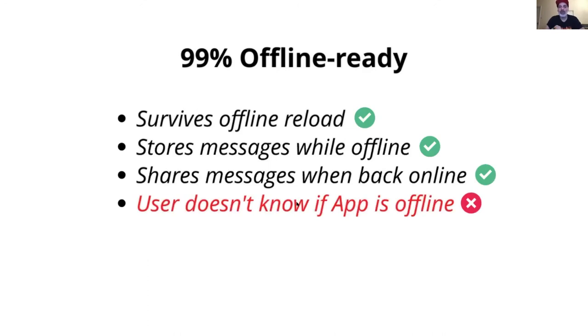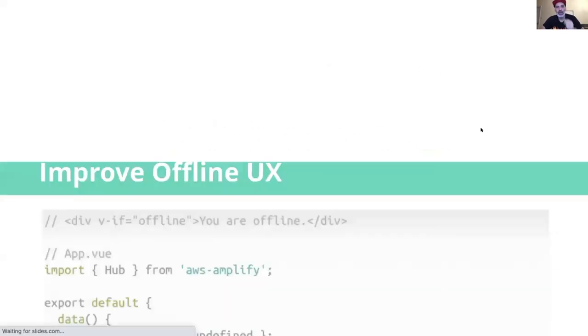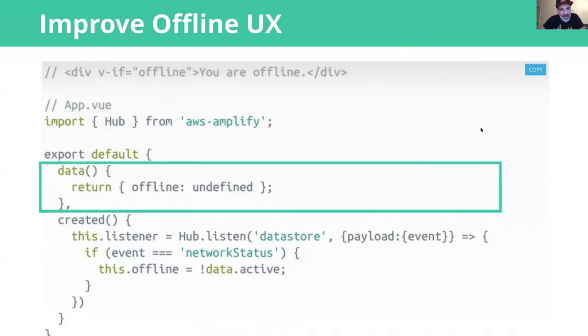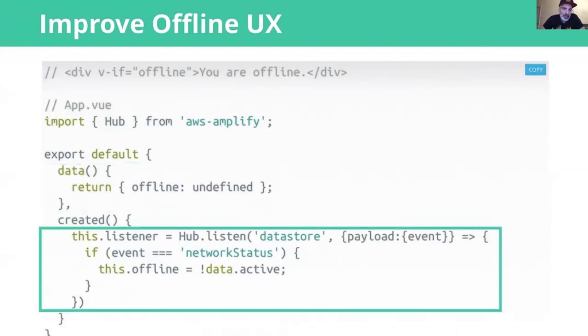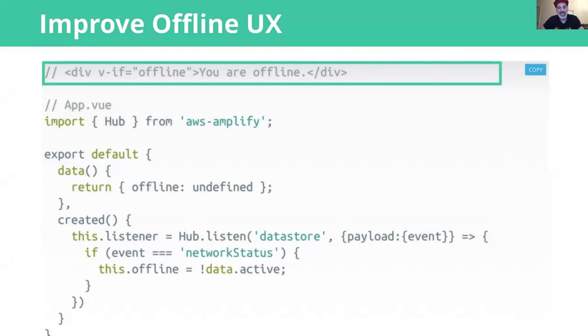Yep. So we covered all of this. So we got actually almost everything. The only problem is that whenever we are offline, the user doesn't know if it's offline or not. What I did is I added this feature, which I'm gonna show you. And this is just adding a new property. What I'm gonna use is the data store is gonna provide me an event with the network status. And I'm gonna use that to change that property offline. And then I can use that to show a message. And that's the only thing that I had to do to make this work.